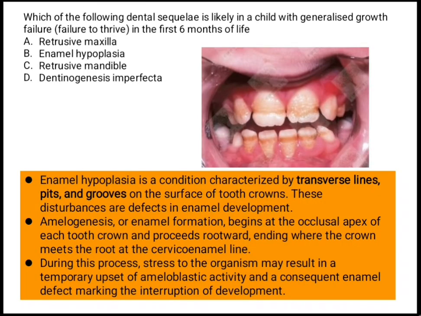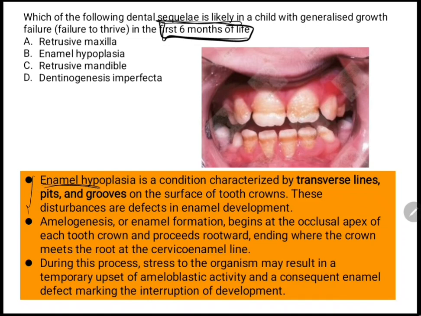Now, the next question is, which of the following dental sequelae is likely in a child with generalized growth failure or failure to thrive in the first 6 months of life? Now, remember one thing. They have mentioned the first 6 months of life. When something happens that early on in life, it's usually due to a defect in the enamel, because you can see enamel hypoplasia.